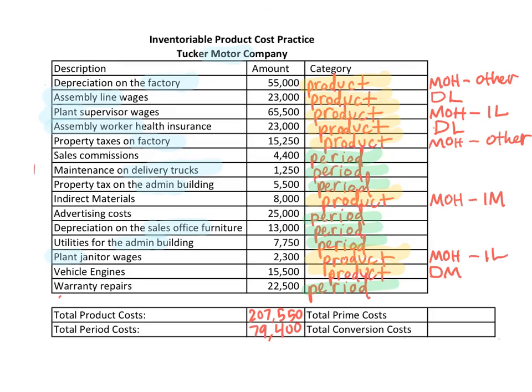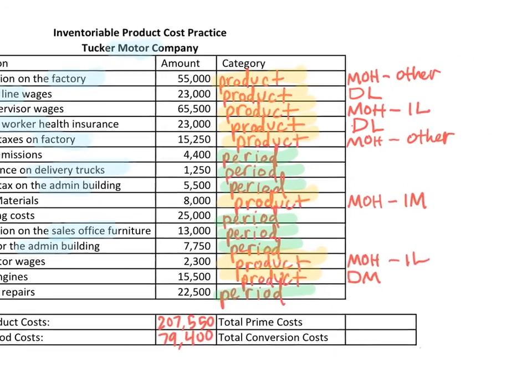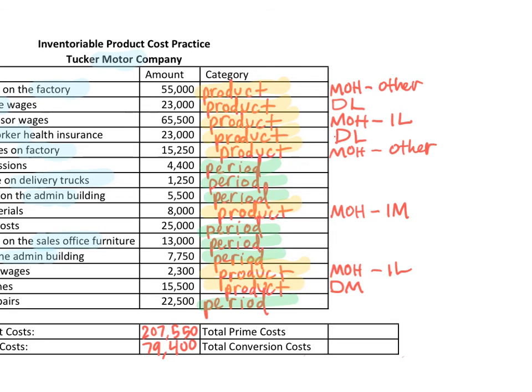Now let's talk about prime and conversion costs. These are additional subtotals that you need to know how to calculate. Luckily, the formulas are pretty simple. To calculate total prime costs, you're simply going to take your total direct materials plus your total direct labor. And to calculate conversion costs, you're going to take total direct labor and add it to total manufacturing overhead.